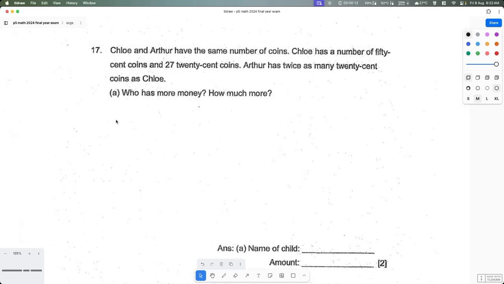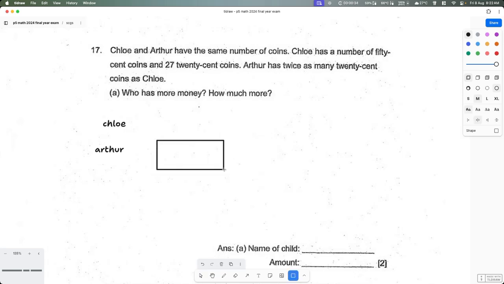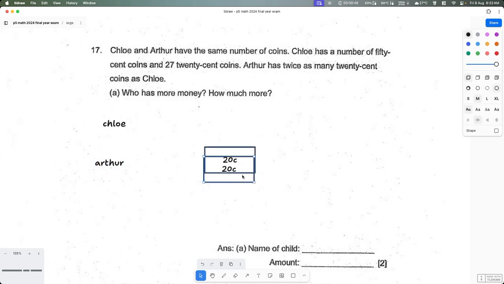Okay, so what we're going to do is draw some models. So we have Chloe, and then we also have Arthur as well. And we will start from the end, where it says Arthur has twice as many 20-cent coins as Chloe. So we're just going to draw some units over here. Okay, so we have 20-cent coins, right? 20 cents. And then we also have some 20 cents. So who has two times? Arthur. Arthur has two times as many 20 cents as Chloe in this case.